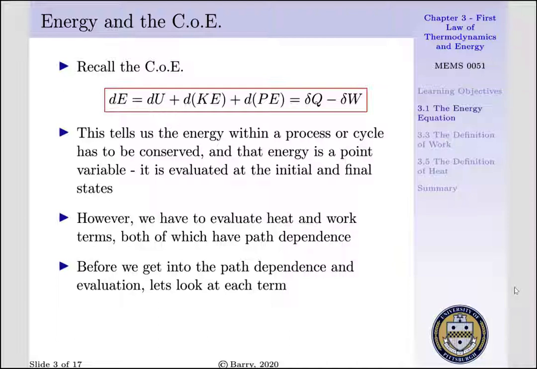And the energy is a point variable, as represented by a full derivative d. It is evaluated between our initial and final states. However, our work and heat terms, delta W and delta Q, both still have path dependence, and the difference of delta Q and delta W gives us a point variable, dE. Before we get into path dependence in the subsequent evaluation, which will be the basis of lecture 9, let's look at each term of our conservation of energy equation.